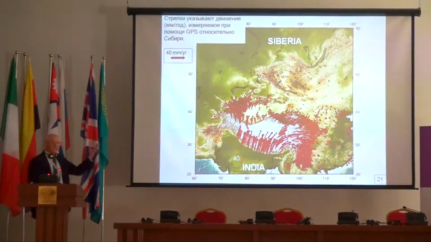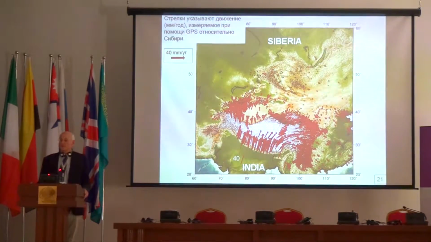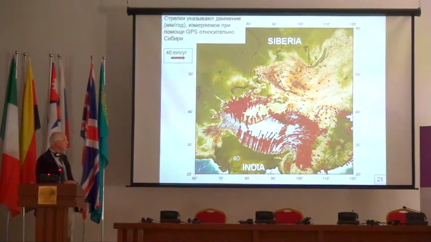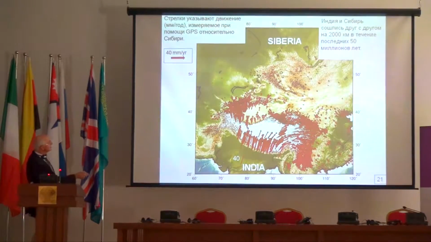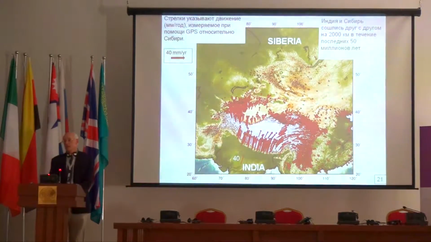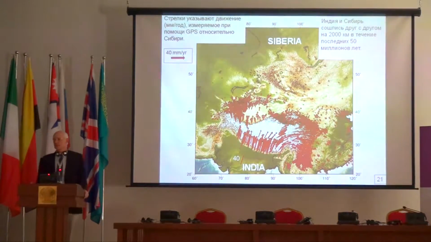This is Kazakhstan here. This is the movement which has continued for 50 million years, and so the total movement of India northwards into Asia is 2,000 kilometers. So India has pushed into Asia by 2,000 kilometers over the last 50 million years. And that is why we have the mountains, and that is why the earthquakes continue today.